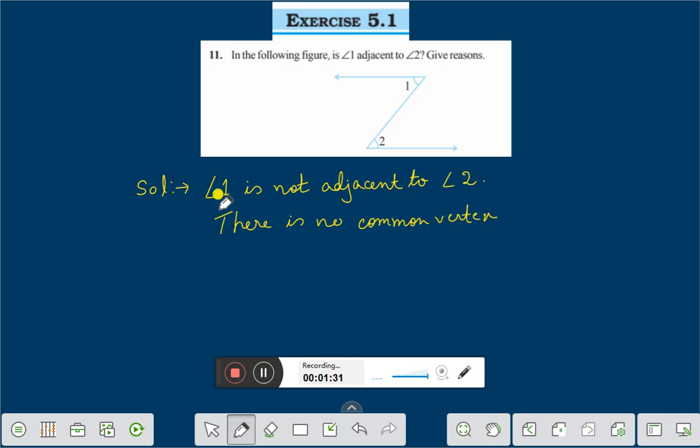Here you see that angle 1 is not adjacent to angle 2 because there is no common vertex. You can write here because there is no common vertex, right?